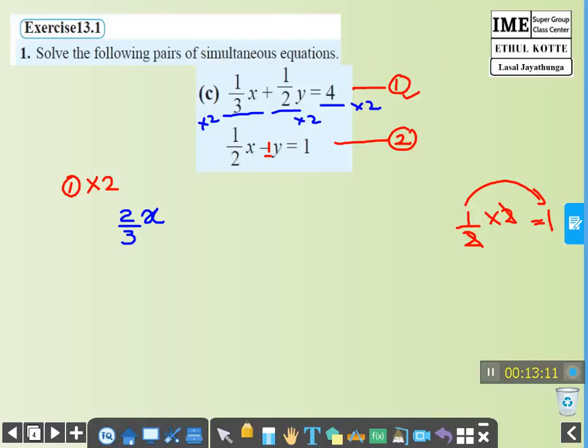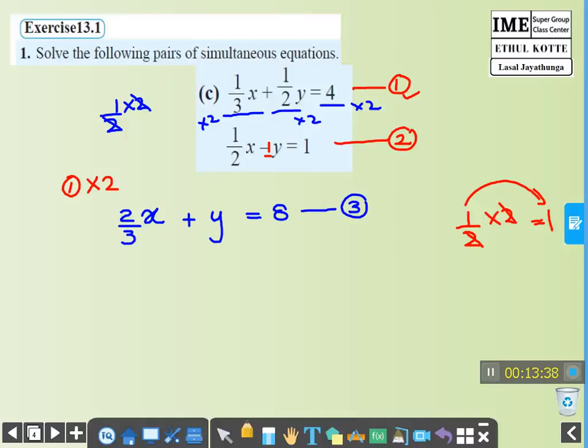Then half y into 2. Earlier also we decided this into 2. Here 2 and 2 get cancelled. 1y, no need to write 1. So y, 4 multiplied by 2 is 8. Equation number 3. So if you multiply or divide any equation, you should change the number. So that's why this is equation 3.